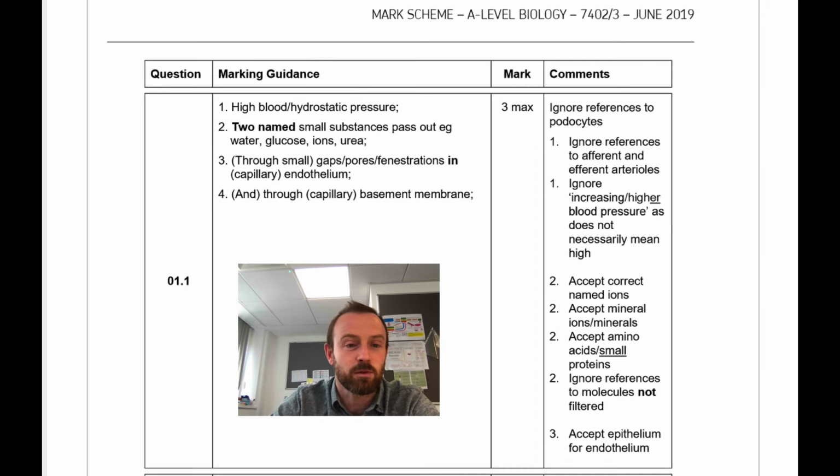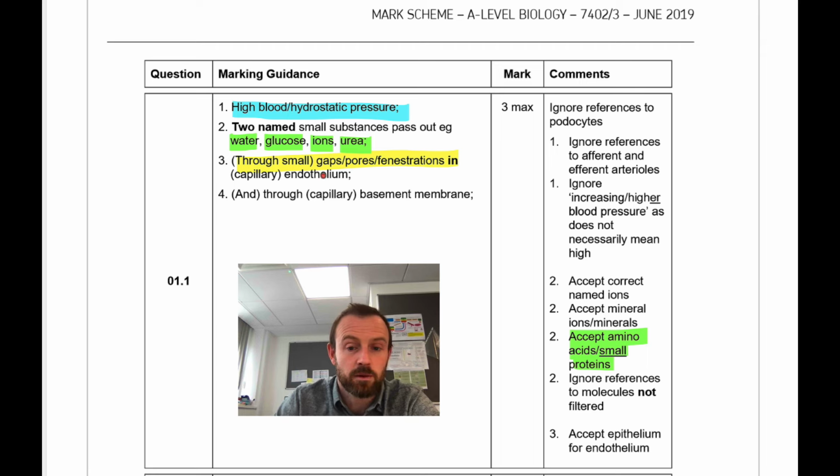So we've got, first of all, the high hydrostatic pressure. Could have said blood pressure, would have been fine. The fact that small substances pass out, you do have to name them. So water, glucose, ions, urea. Does it accept amino acids? Yeah, accept amino acids and small proteins, but not large proteins. Through gaps or fenestrations in the capillary. Mark scheme point 3. Oh, you have to say endothelium. You've got to say endothelium.